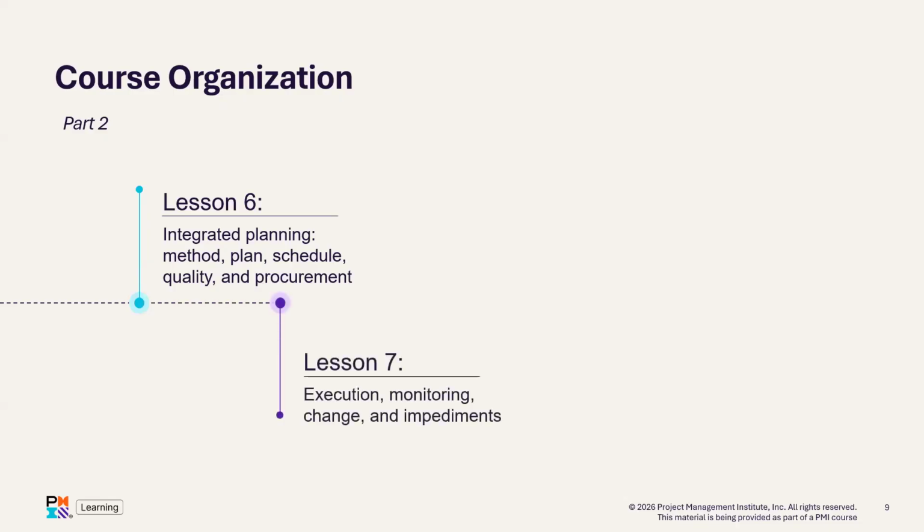And then lesson 7, which is about execution. Okay, we are going to look at the execution practices, what needs to be done during the execution phase. Okay, quality management, continuous improvement, monitoring, impediment, change control, contract management, contract change control, and all of that. We will look at all of that in lesson 7.